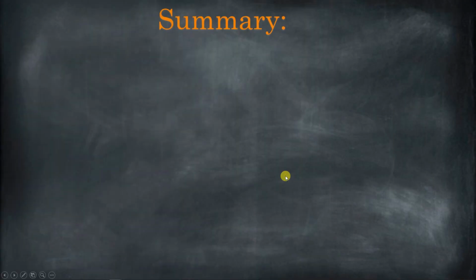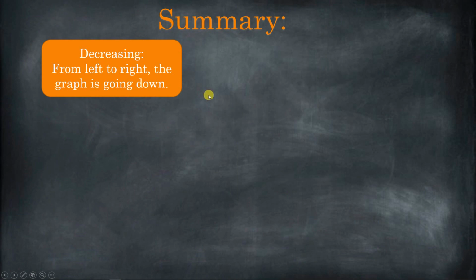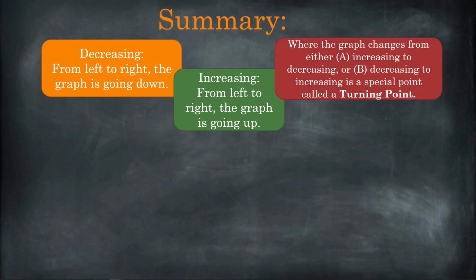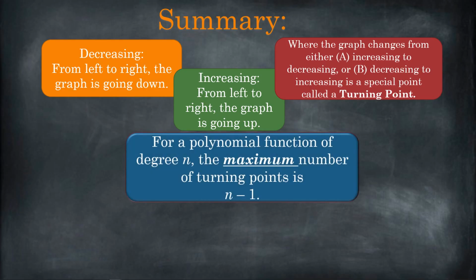So let's put this all together for us, shall we? When you are decreasing from left to right, the graph is going down. You are increasing if, when you read it from left to right, the graph's going up, right? And a turning point is when we switch from one to the other. So from decreasing to increasing, that point where it changes is called a turning point. Or the other way around, if it goes from increasing to decreasing, the point where that changes is also called a turning point.